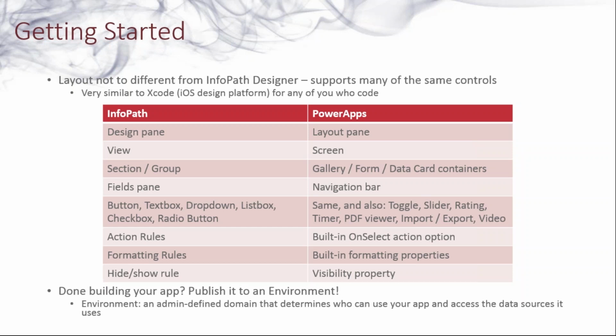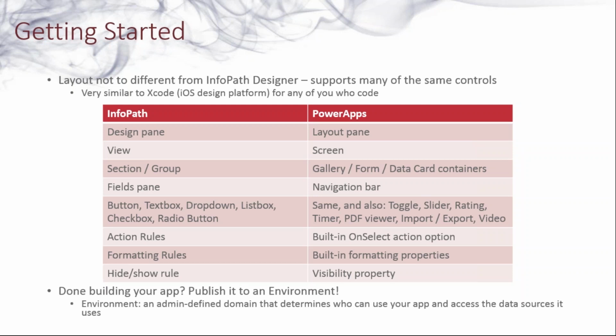InfoPath, on the right-hand side, you have the fields pane that lists all of the fields in your schema. In PowerApps, we have a navigation bar that lists things in sort of a hierarchical order that looks a lot like an InfoPath schema. You've got, like I said, a lot of the same controls: buttons, text box, drop-downs, list box, check boxes, radio buttons. PowerApps has all these same controls, but they also have some cool new ones like toggles and sliders.